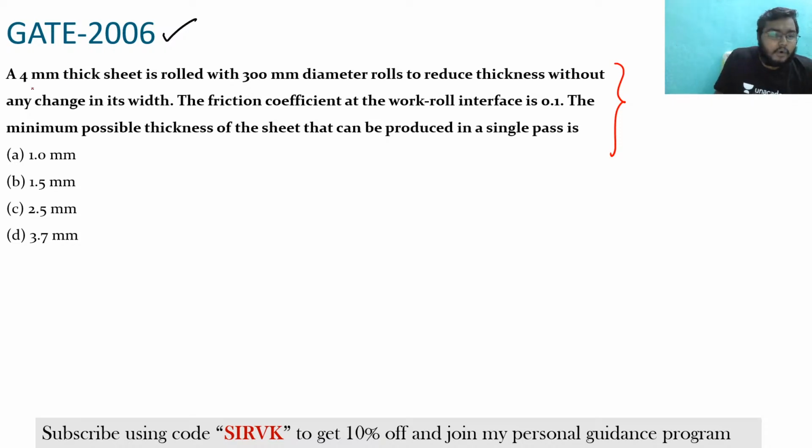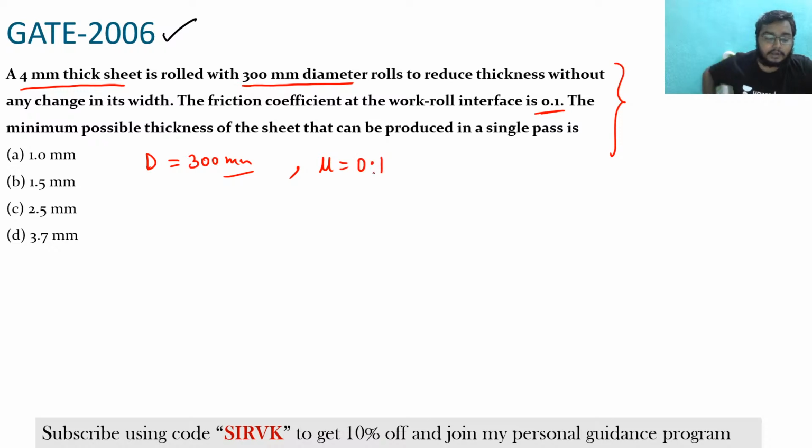What is it? A 4 mm thick sheet is rolled with 3 mm diameter of roll. Diameter is 300 mm. Fine. Rolled with a 3 mm diameter roll to reduce thickness without any change in the width. So definitely I want to reduce the thickness. The friction coefficient at the work roll interface is 0.1. What is the friction? That is 0.1. Now understand, this is given as 0.1. The minimum possible thickness of the sheet that can be produced in a single pass.